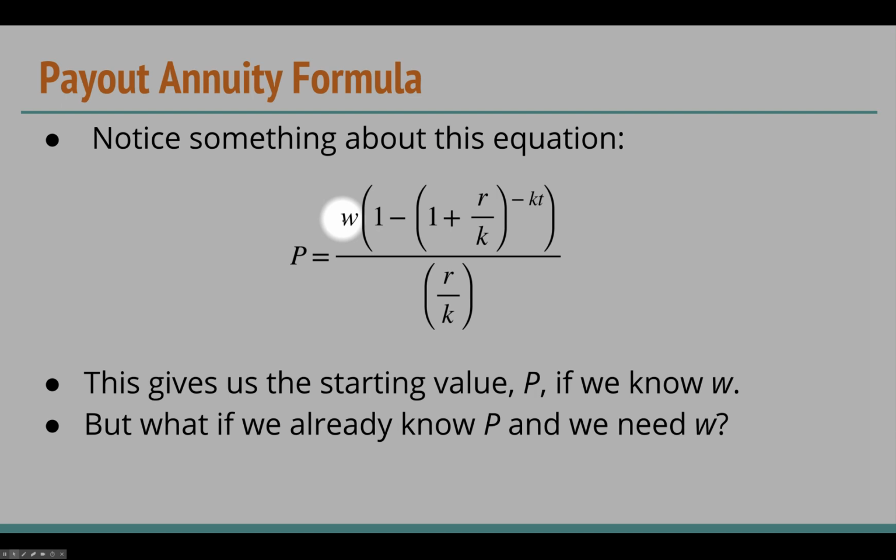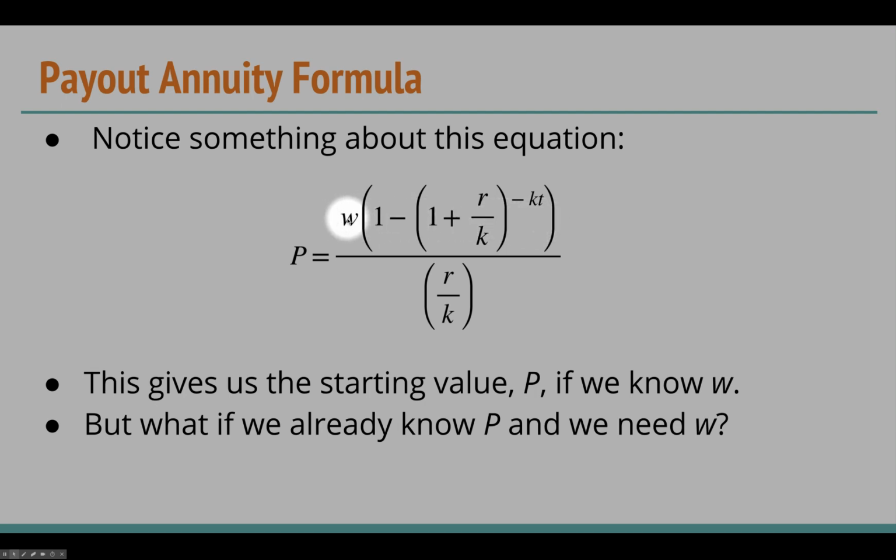But a lot of times we want to flip that. We want to know, given the fact that we know the principal in the account, the starting value, the total amount, what is the regular withdrawal amount that we could expect? So the question is, what if we already know the balance in the account and we want to know W? Notice this W can be isolated on the right-hand side by doing a little bit of algebra. For example, if we were to multiply both sides by R over K, and then divide out by this big, ugly parentheses, we can isolate W.